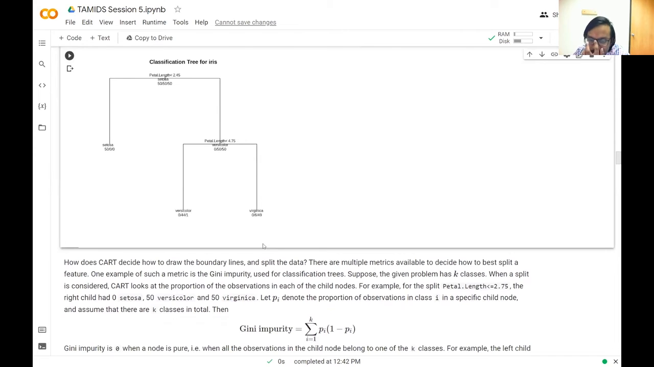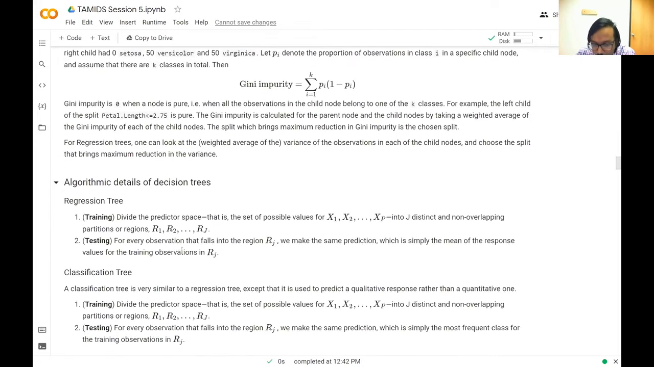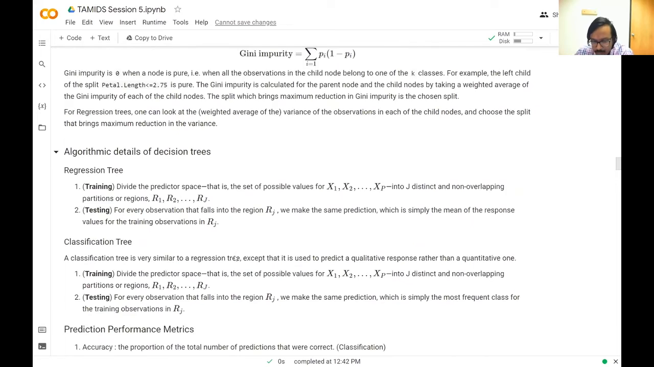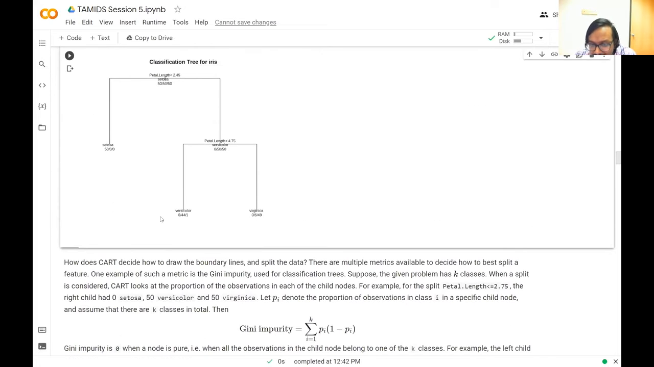Suppose there is a new flower with petal length 3. If we have to make a prediction for that flower, we first ask the question, is it less than 2.45? No, so we go to the right. Is the petal length less than 4.75? We see a yes. And so we classify it as versicolor. That's the idea of testing. Now for regression trees, we make the prediction that is the mean of the observations. We are not going to have classes, we are going to have continuous observations. So our predicted value becomes the mean of the observations in this subregion.